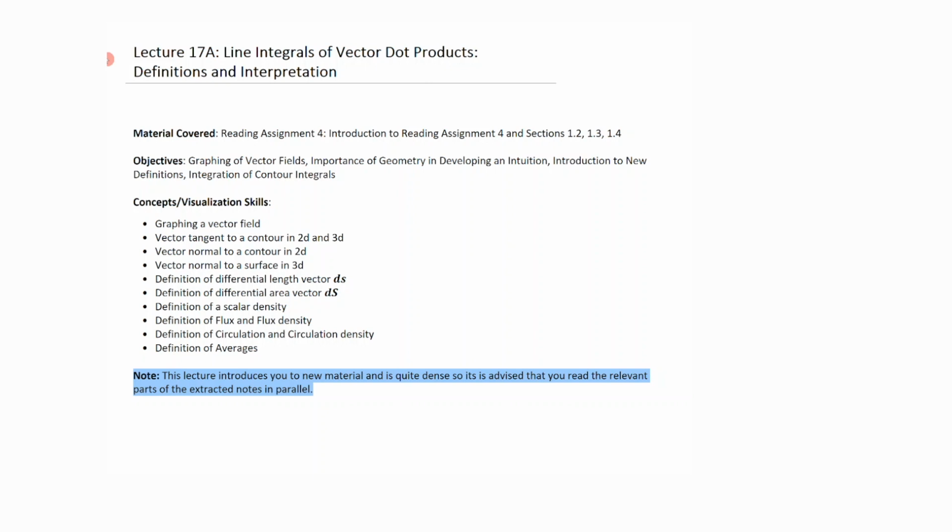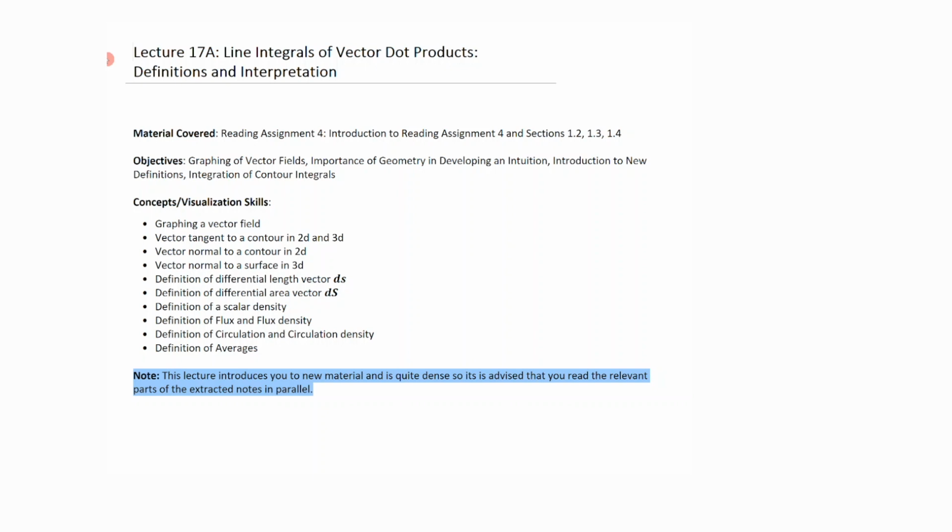The objectives here are to give you some ideas on how to graph vector fields. Specifically, we'll stick with 2D because it's easier to plot. 3D just becomes messy, but in principle could be done. And the importance of geometry in developing an intuition, introduction to new definitions, and integration of contour integrals, basically integrating around some form of curve, be it open or closed.